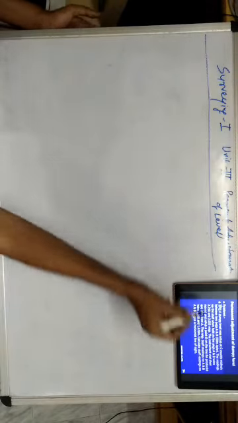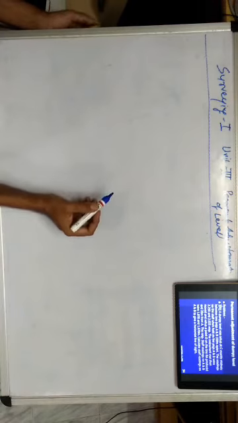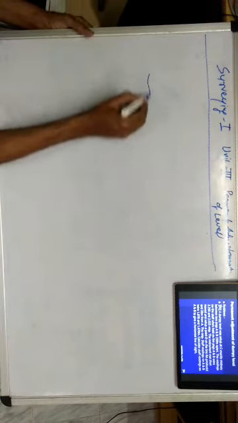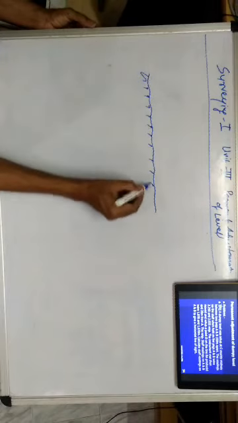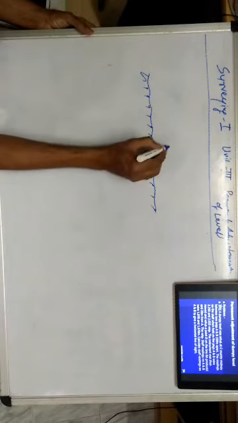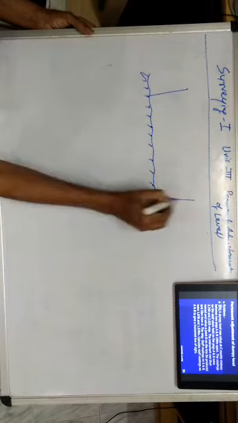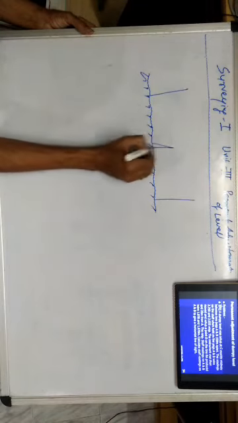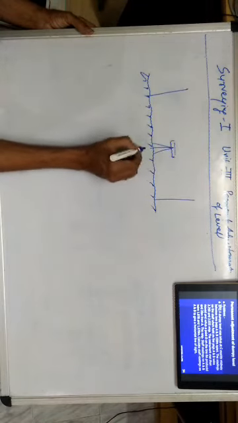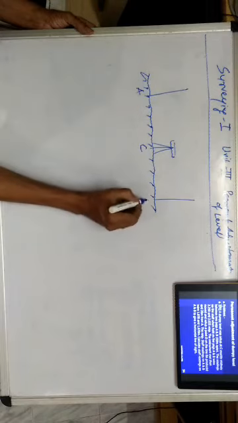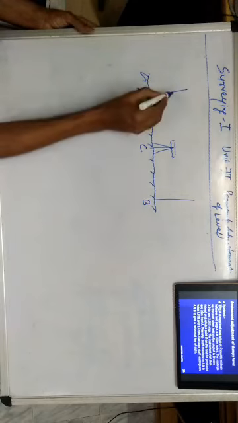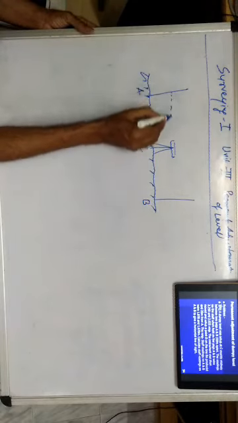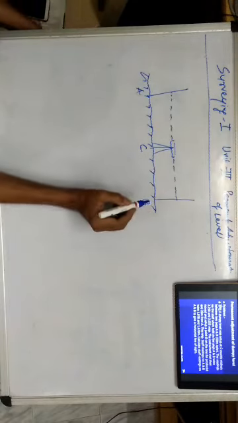So for this setup, the dumpy level was set up midway between A and B. So this is our ground. So here the staff is placed at A and B, and the instrument is placed at C, that is the midway between this. So this is point A and this is point B. So this is staff at A and staff at B, and then we can take the reading from C. So these are the lines of collimation.